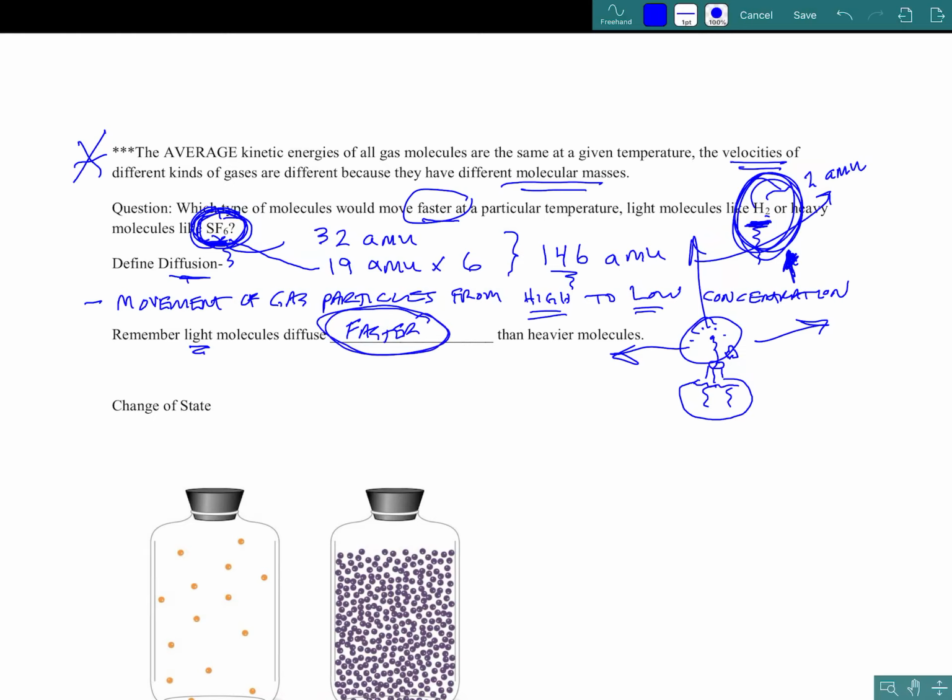Got it? All right, next video we'll be talking about change of state. So solid to liquid to gas, or maybe even solid to gas directly. So stay tuned.